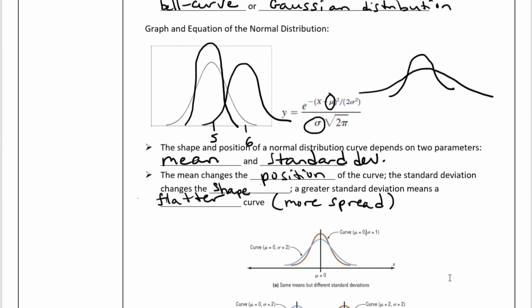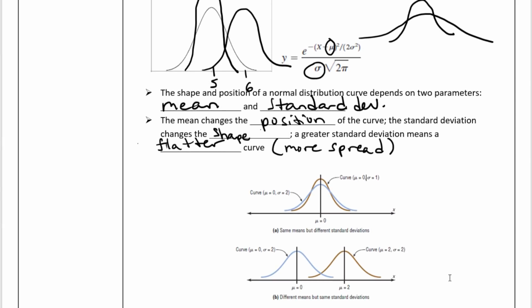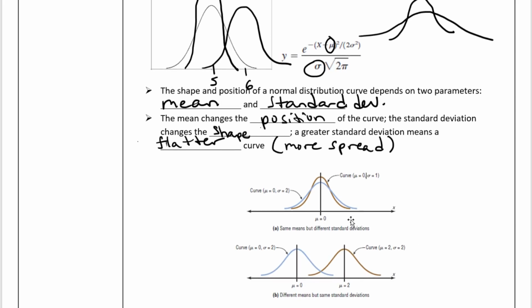All right, this is an example of how it looks. So if you were to change the mu from 0 to 2, then it changes the position. If you were to change the sigma from 1, which is the brown, to 2, then it becomes more spread out and flatter, more like a pancake, as you get to bigger values.